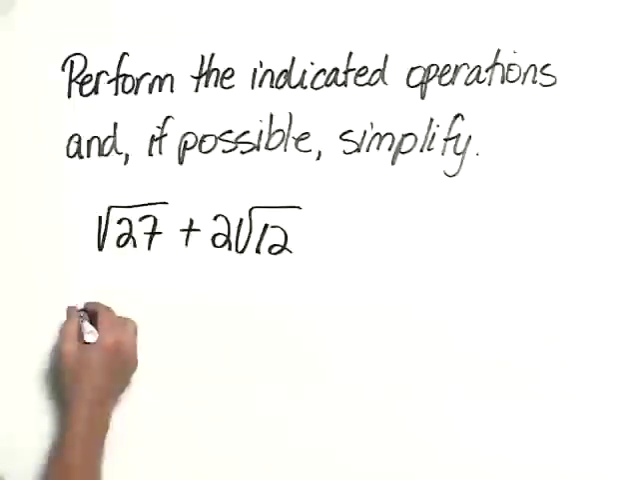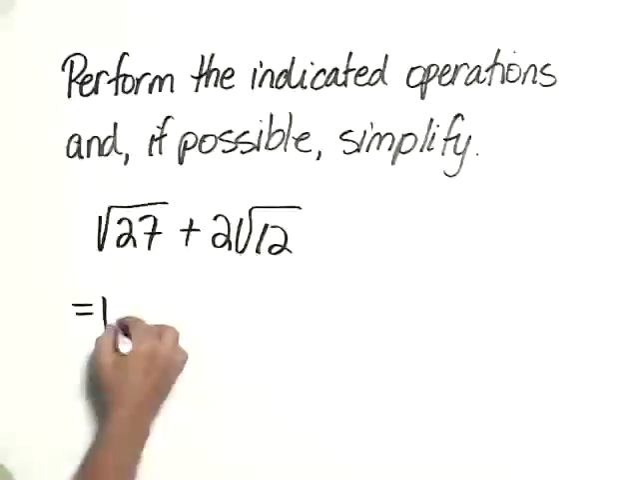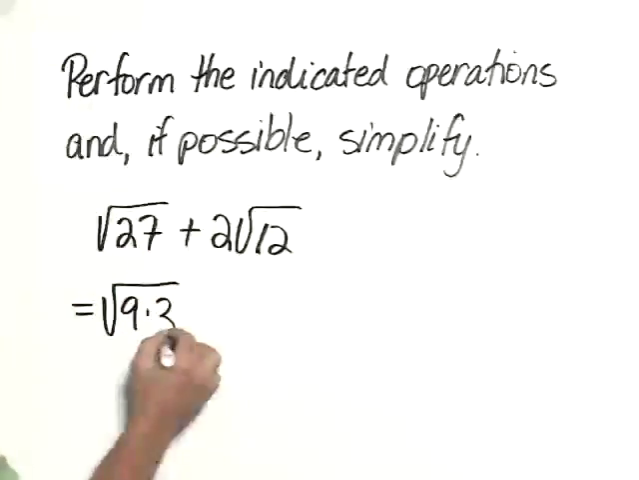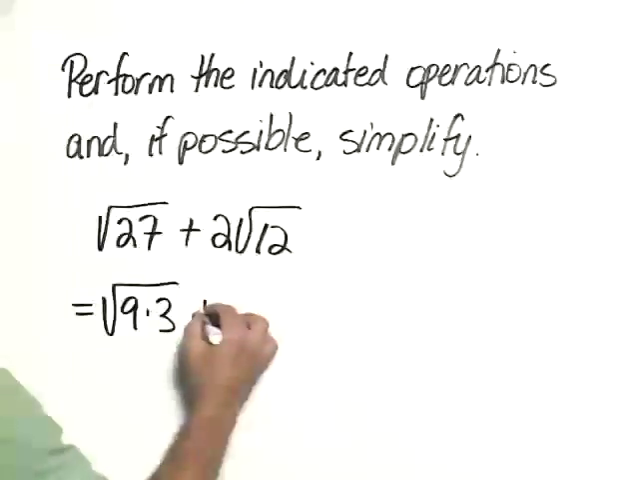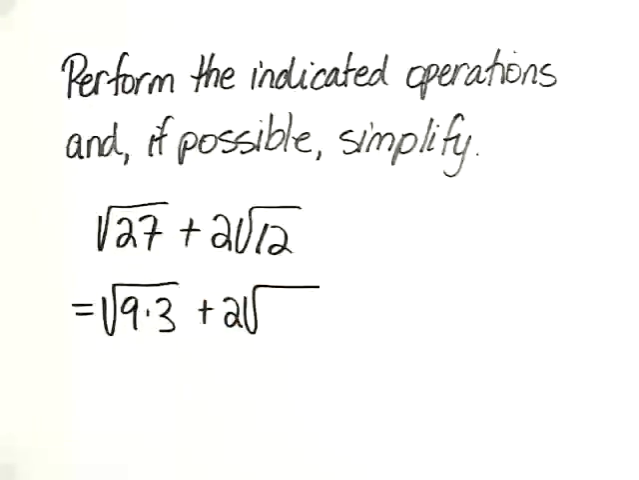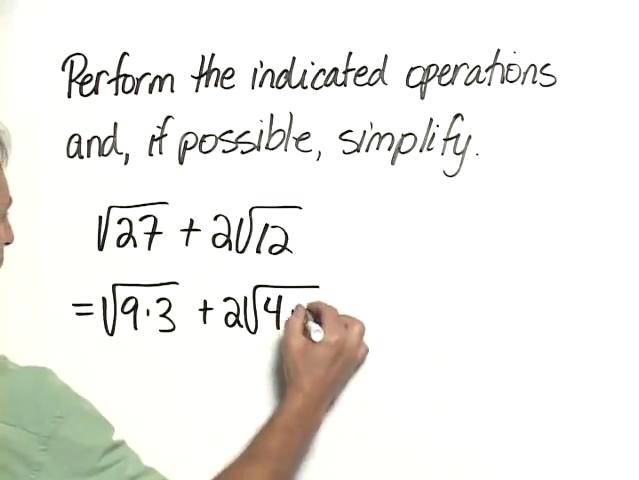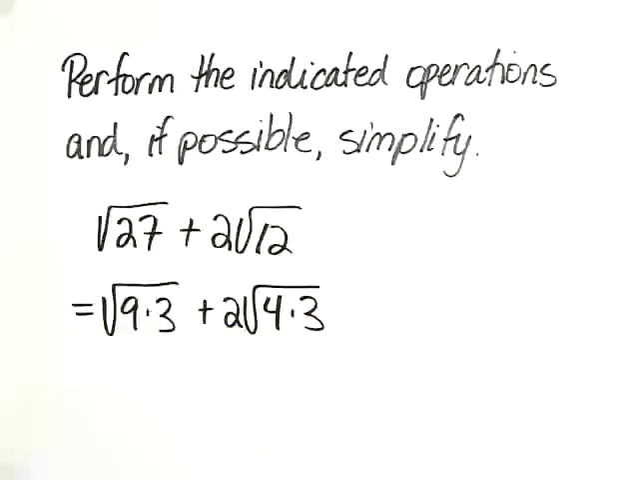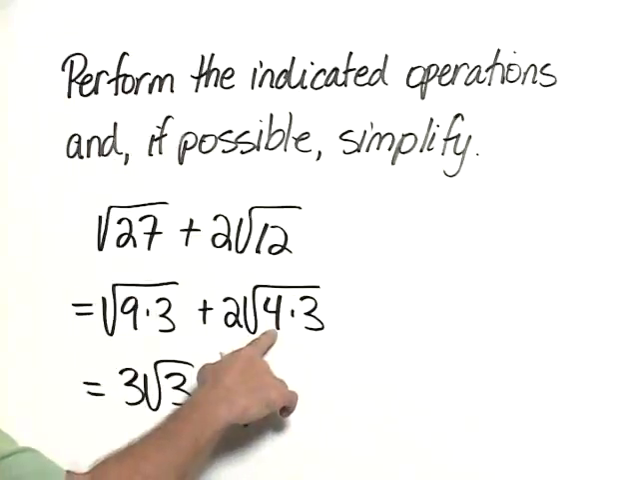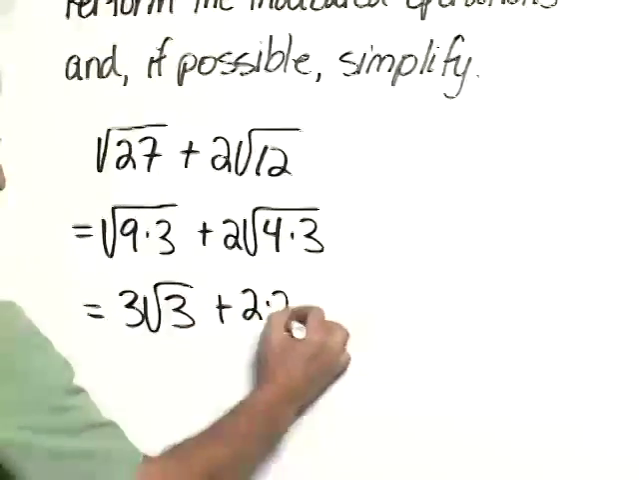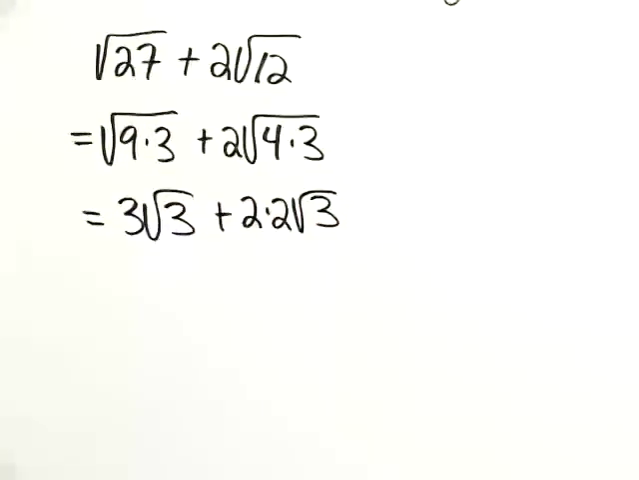So this we can rewrite as the square root of 27 is the square root of 9 times 3, plus 2 times the square root of 12 we can rewrite as the square root of 4 times 3. Then the square root of 9 is 3, so we have 3 square roots of 3, plus the square root of 4 is 2, so we have 2 times 2 times the square root of 3.